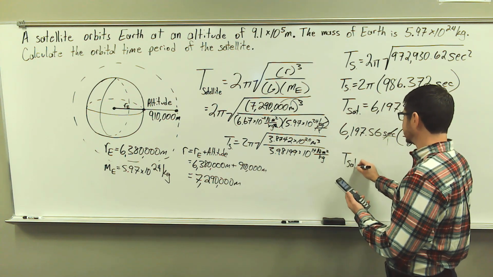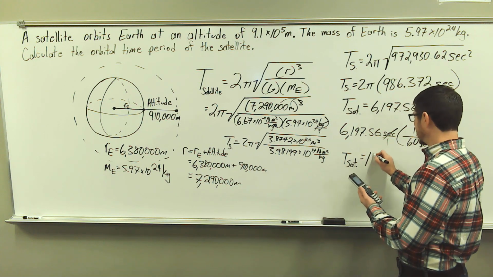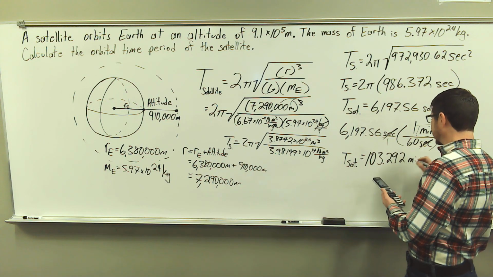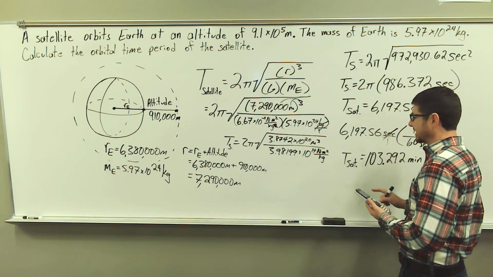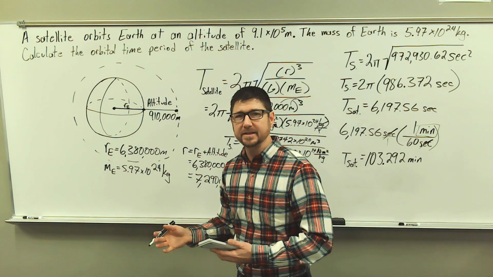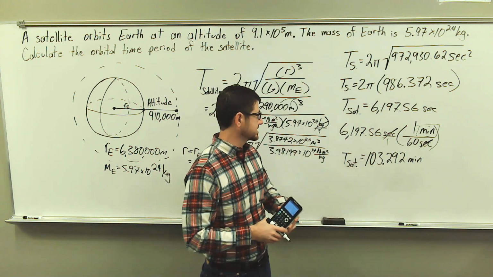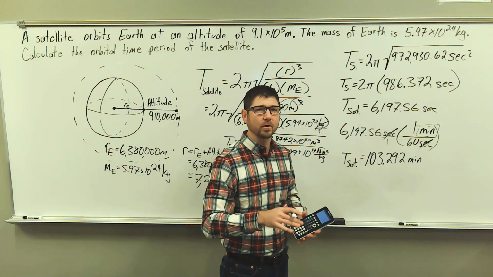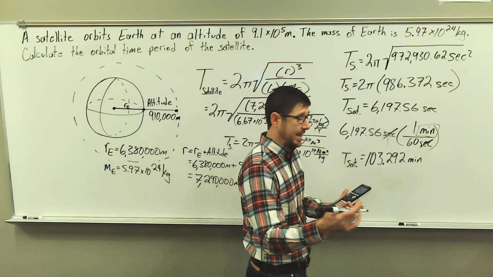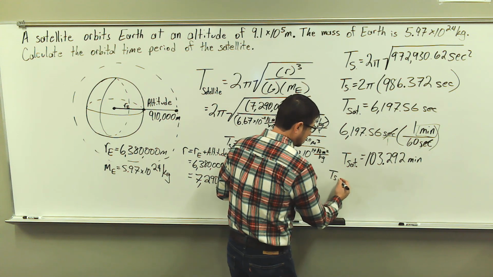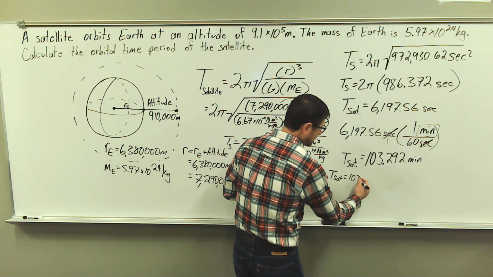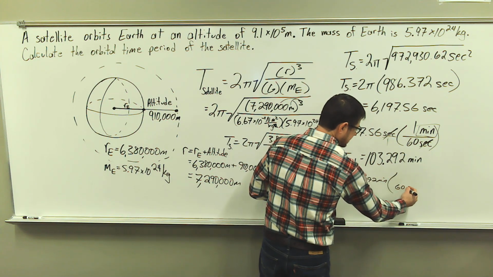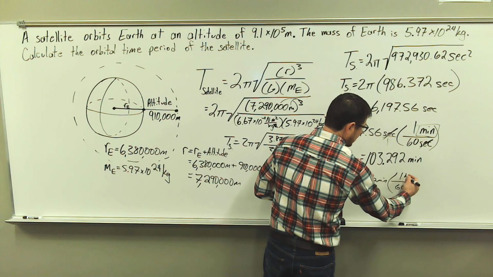Orbital time period of the satellite, 103.292 minutes. Okay, and now we can convert this from minutes to units of hours. So we know that this is going to be greater than 1 hour and less than 2 hours, because we know that there are 60 minutes for every hour. So orbital time period of my satellite is equal to 103.292 minutes. There are 60 minutes in 1 hour.